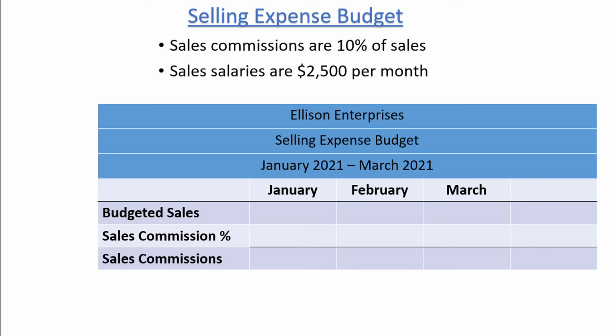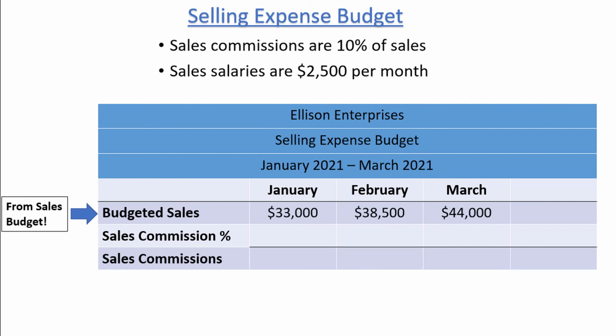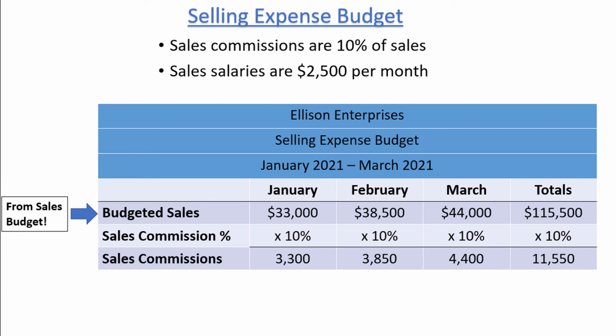We are told commissions are 10% of sales, so the first line will be copying over the budgeted sales from the sales budget, which we completed in the previous video. Next, we can multiply the budgeted sales by the 10% sales commission rate, which gives us $3,300, $3,850, and $4,400 for the sales commission expense in January, February, and March. We can also add up the amounts from all 3 months to get totals. The total budgeted sales is $115,500, and the 10% commission totals to $11,550.